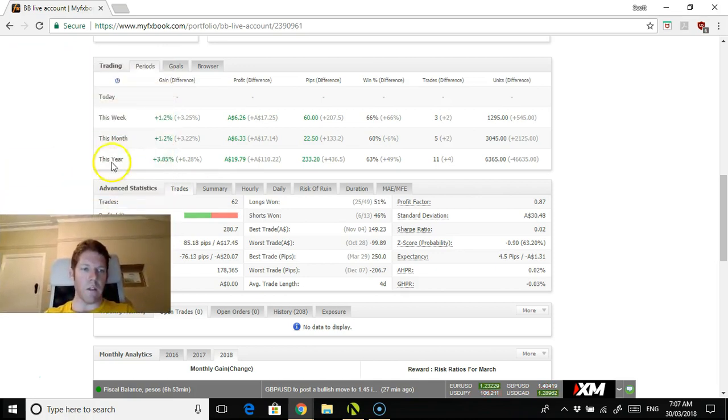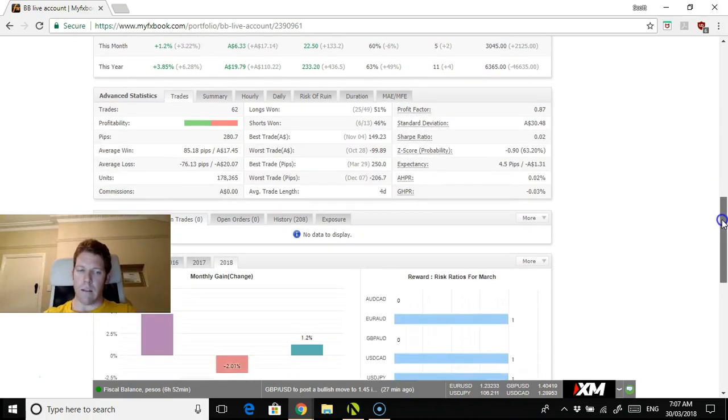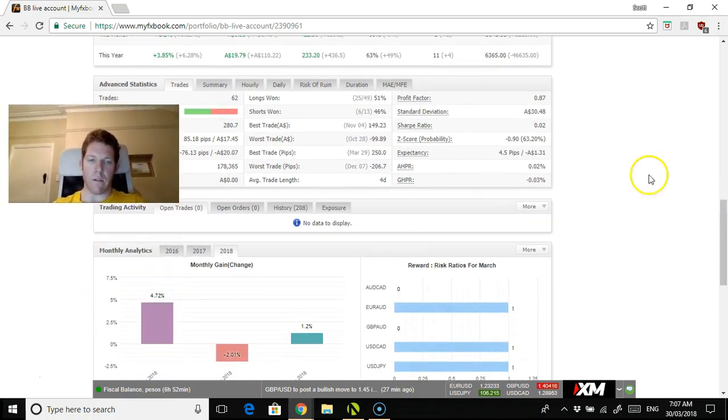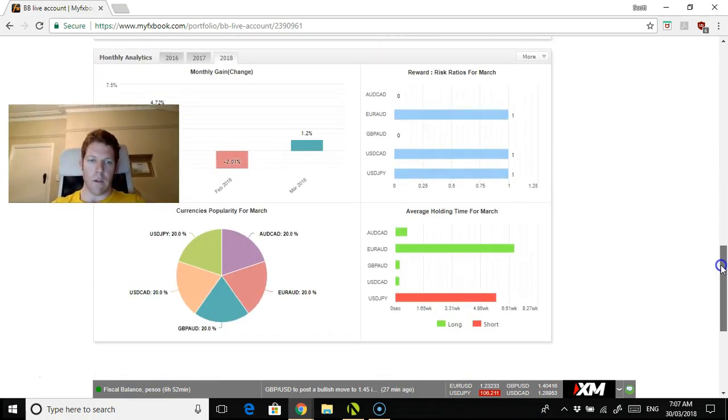So I'm going to get to the numbers, guys. This month, 1.2%. This year, 3.85%. And it was pretty active trade-wise this month as well. So here it is for March. USD Yen was a break-even trade. Aussie CAD was a losing trade. Euro Aussie was a winning trade. That was a good one. Pound Aussie, losing trade. This was closed out a little bit earlier.